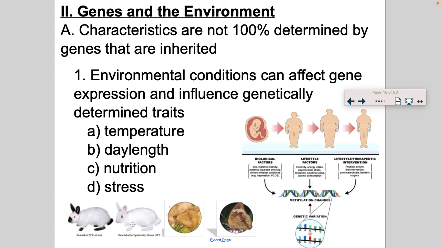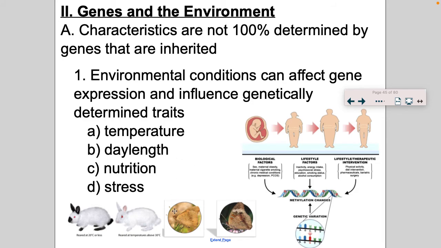This is the same with Siamese cats. So if you have Siamese cats, maybe barn cats, dark colorization means they have been exposed to cold temperatures when they were born, whereas lighter Siamese are probably indoor cats, just because they don't get exposed to those cold temperatures.